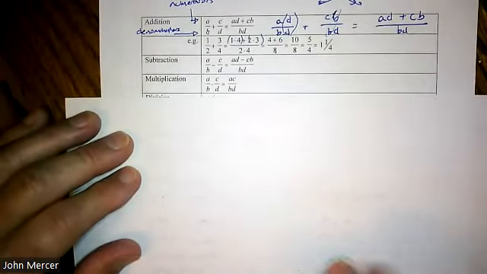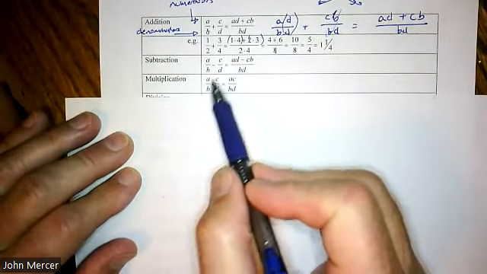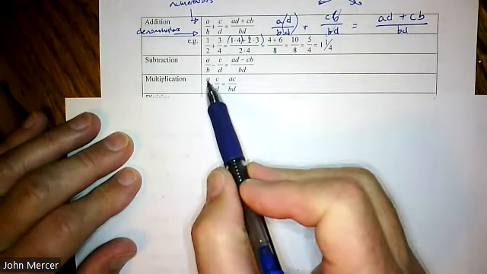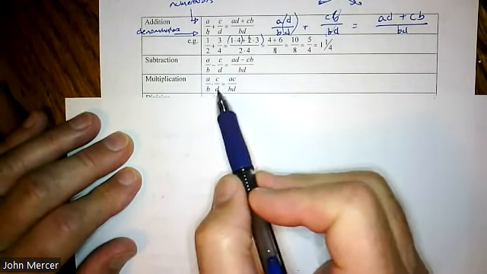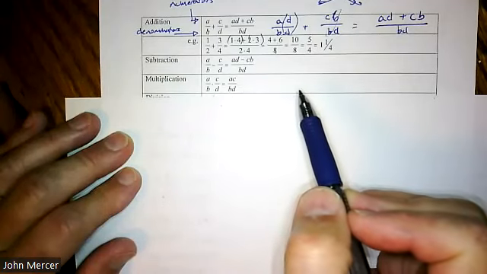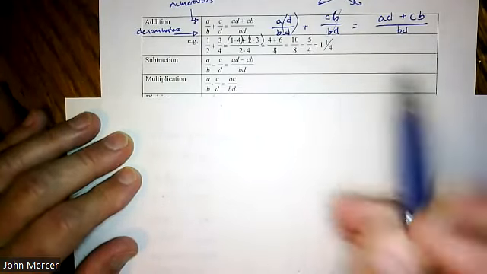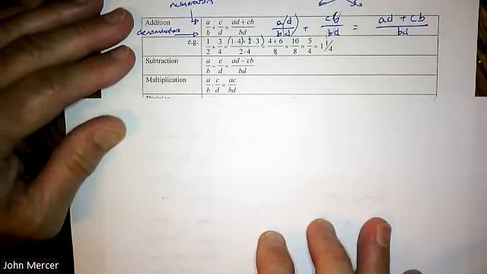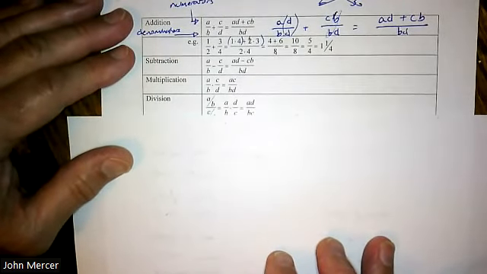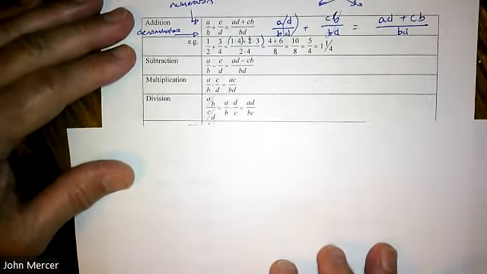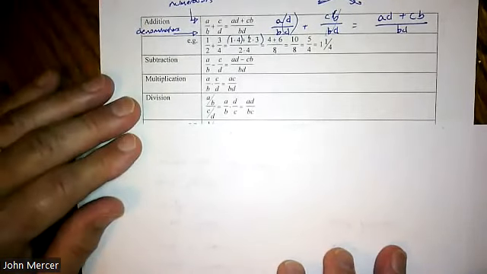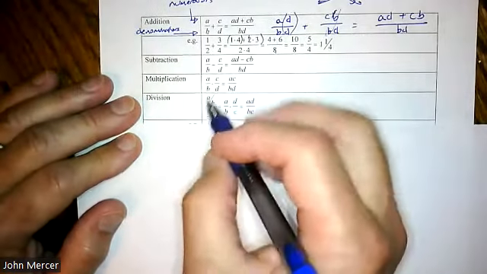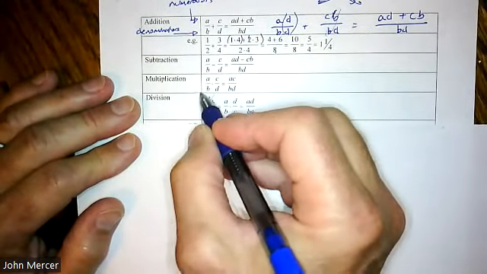Multiplication, super easy. All we do is when we have two fractions and we're multiplying them by each other, we multiply the numerators and we multiply the denominators. Okay, and then we get AC as the numerator and BD as the denominator. Division is nothing more than multiplication, but it has a little bit of a twist. We'll actually do this quite a bit in this semester.